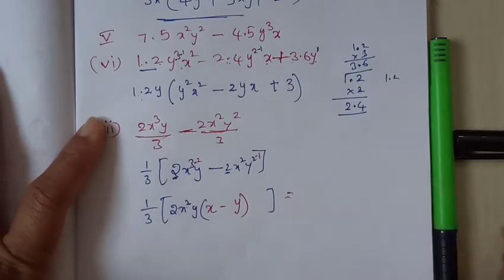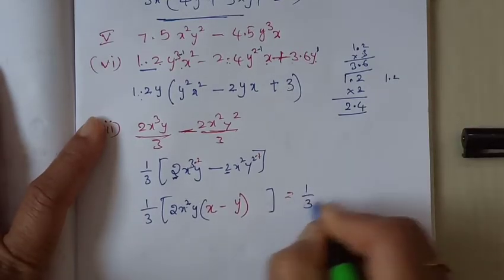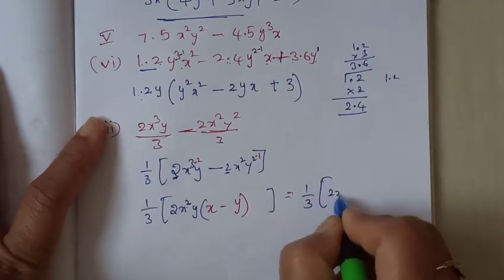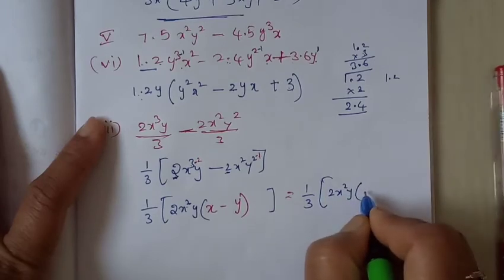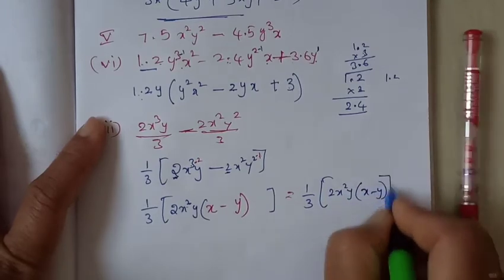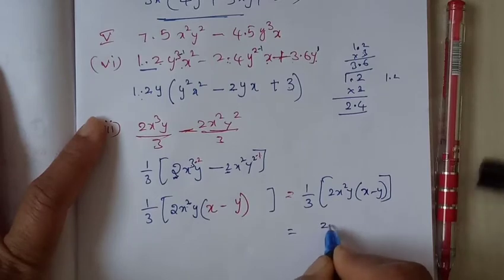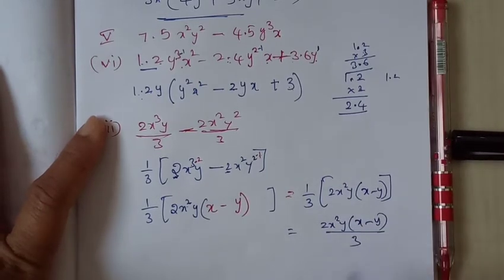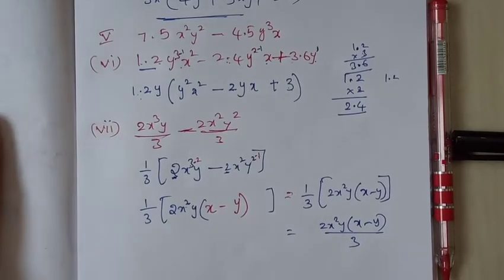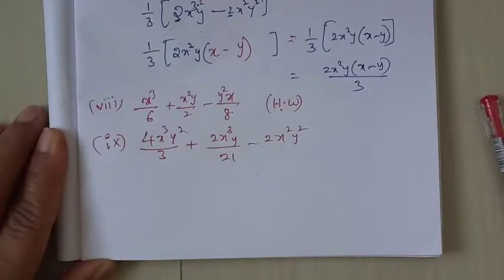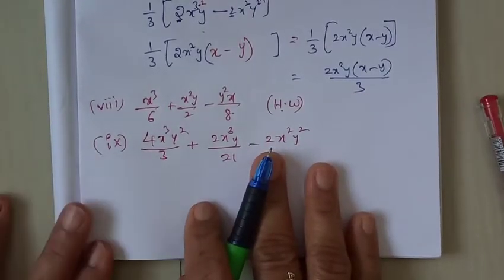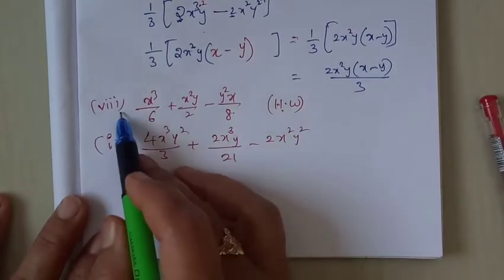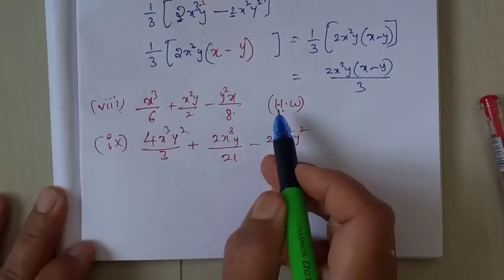So what is the answer? 1 by 3 into 2x square y into x minus y. Okay, or we can write 2x square y into x minus y by 3. Okay, yes, next question. The eighth question I just left for you as homework.